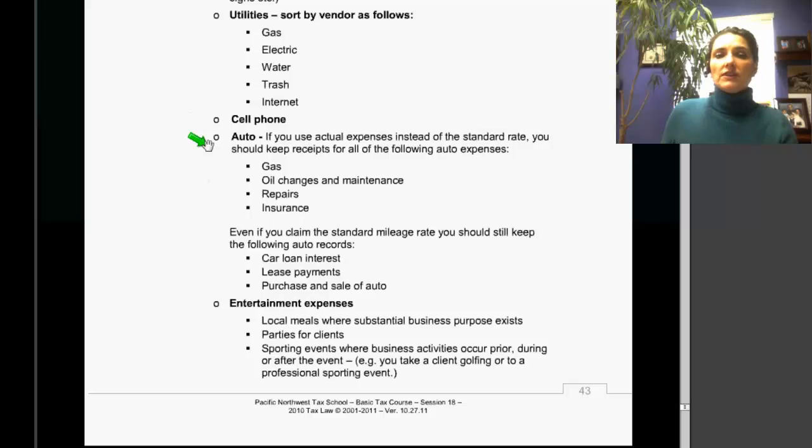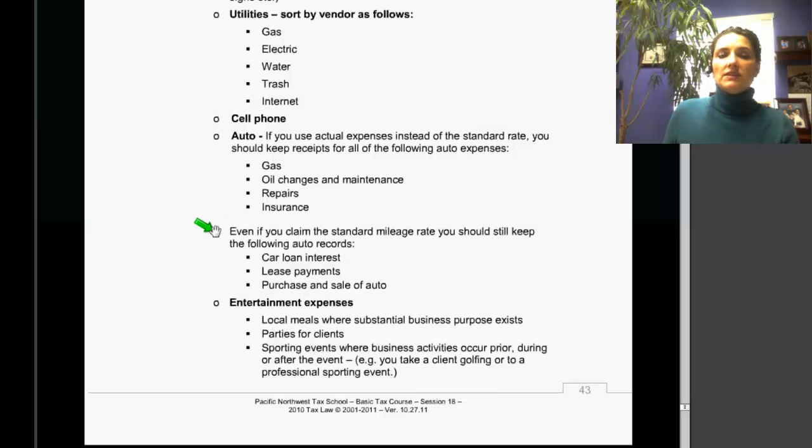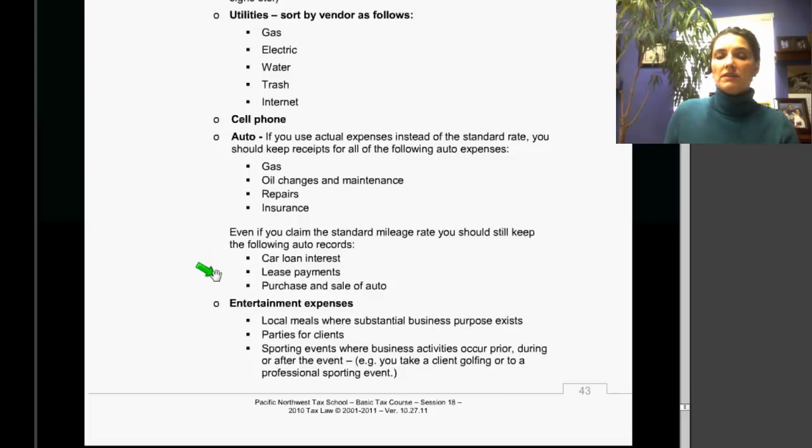Auto: if you use actual expenses instead of the standard rate, you should keep receipts for all of the following auto expenses, including gas, oil changes and maintenance, repairs, and insurance. Even if you claim the standard mileage rate, you should still keep up the following auto records, including car loan interest, lease payments, and purchase and sale of the automobile itself. Now, if you're claiming standard mileage rate, you may say to yourself, well, why do I need to keep track of all of these other costs?